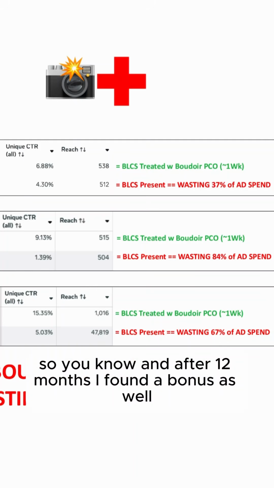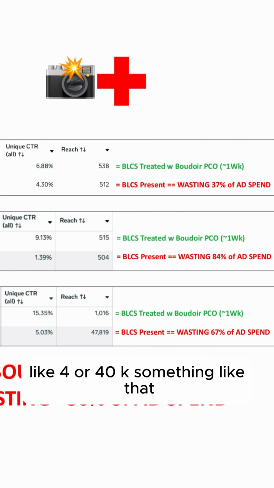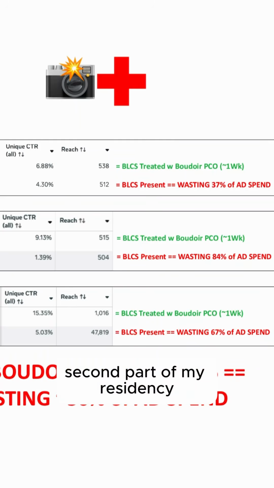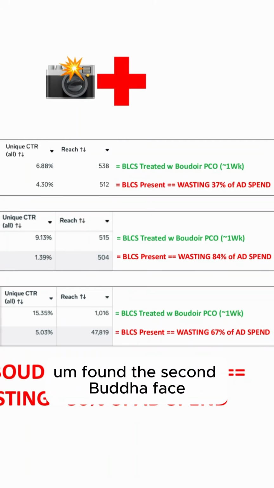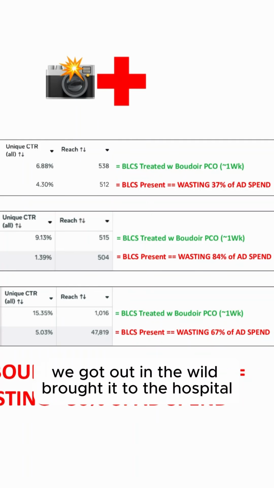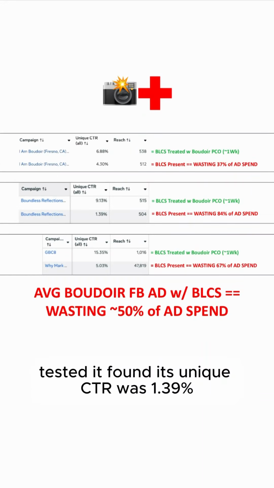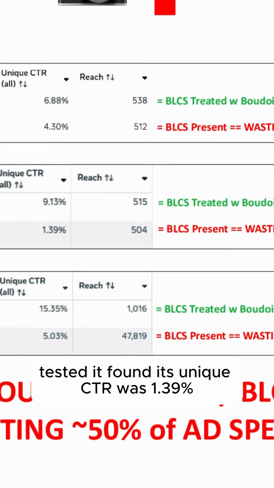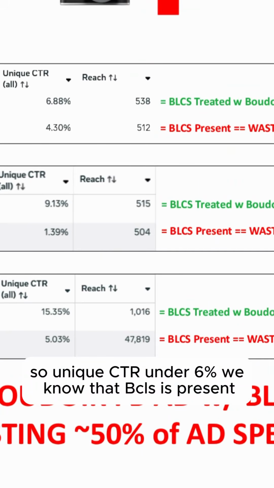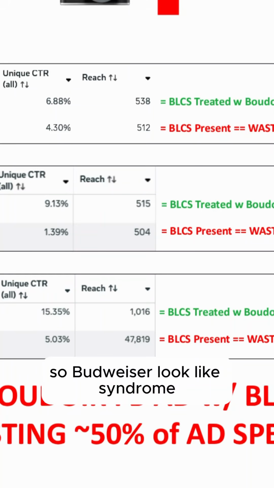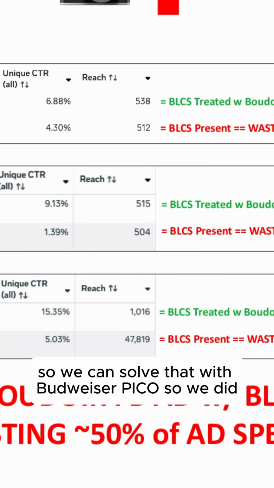So, after 12 months, that phantom bonus is like 40K, something like that. Second part of my residency, I found a second Boudoir Facebook ad out in the wild, brought it to the hospital, and tested it. Its unique CTR was 1.39%. So unique CTR under 6%, we know that BLCS, Boudoir low click syndrome, is present. We can solve that with Boudoir Pico.